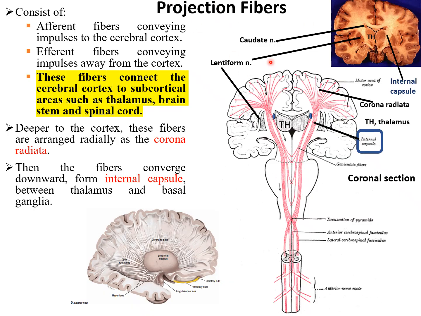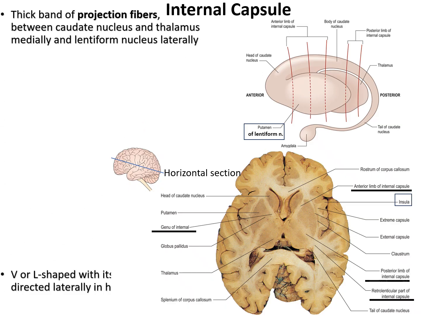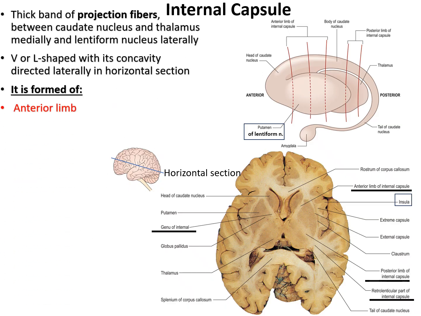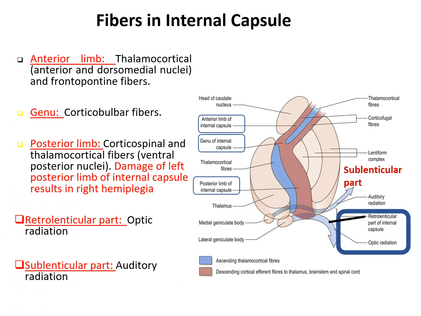These projection fibers, for example, descend downward between masses of gray matter like the thalamus, caudate nucleus, or lentiform nucleus. So when you do a horizontal section, you can detect the internal capsule here. The internal capsule is L shaped. Okay, it's L shaped.